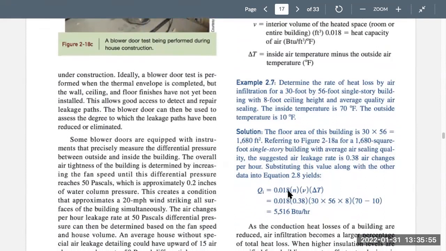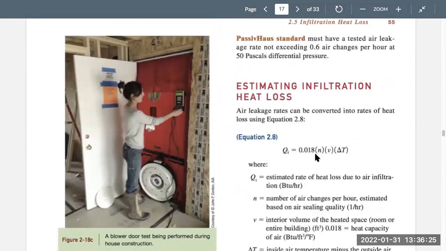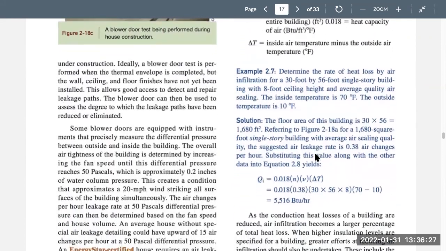So now they take the multiplier times the air infiltration number that we just saw at 0.38, and then we multiply that times the volume. So that's going to be 30 times 56 times the height of the ceiling, which is 8, times the temperature differential, and that'll tell you how many BTUs an hour you're losing from air infiltration. So if you don't have a blower door, this is how you do it. Any questions on this?